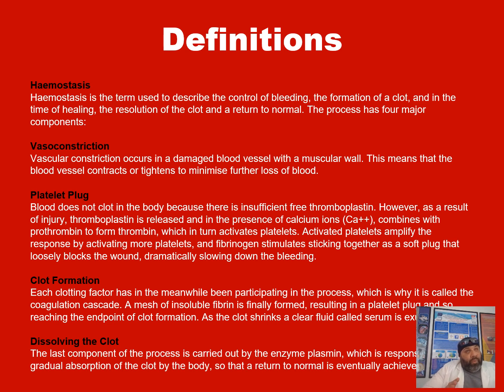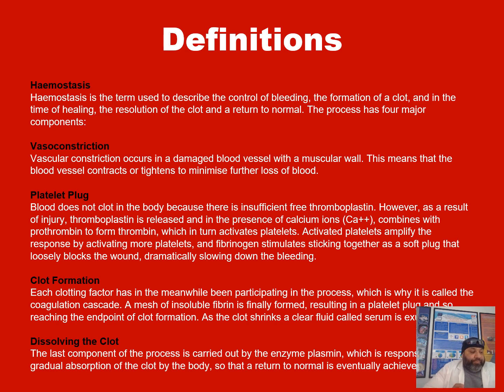So when someone bleeds and a blood clot forms over, let's say for example, a particular wound, from the time that the clot is forming until there is normalization around that wound, that can be referred to as hemostasis. And generally, the process has four major components.